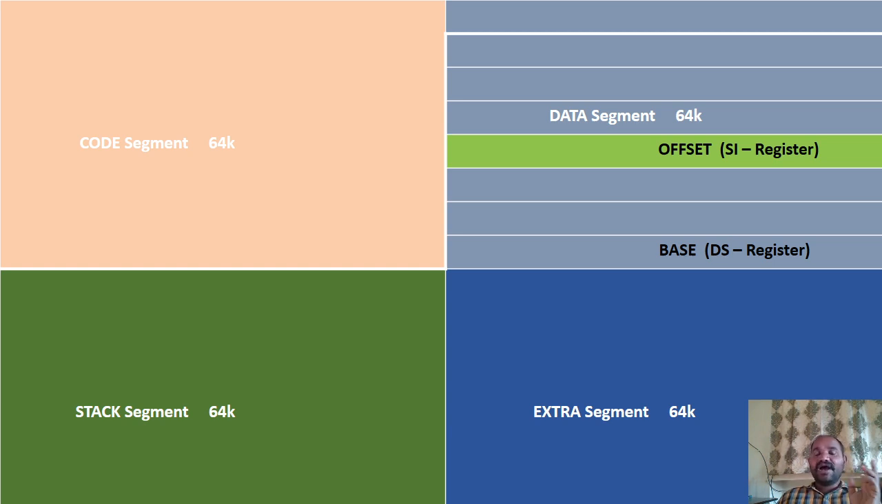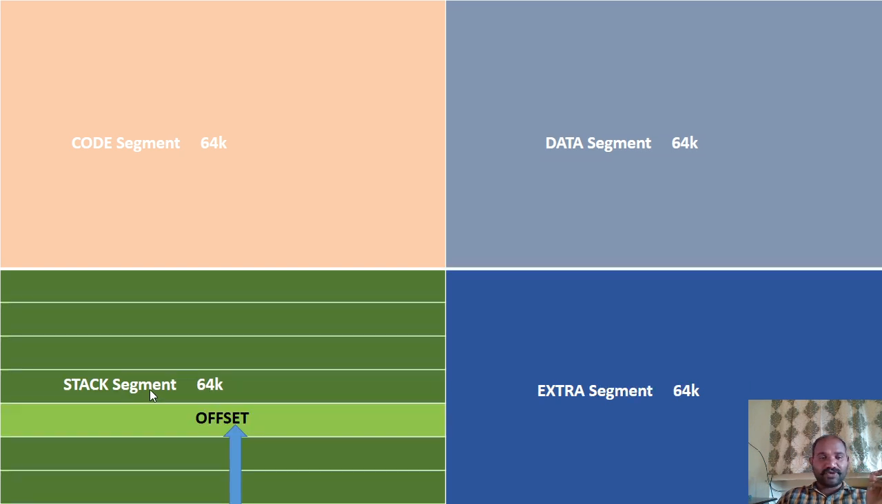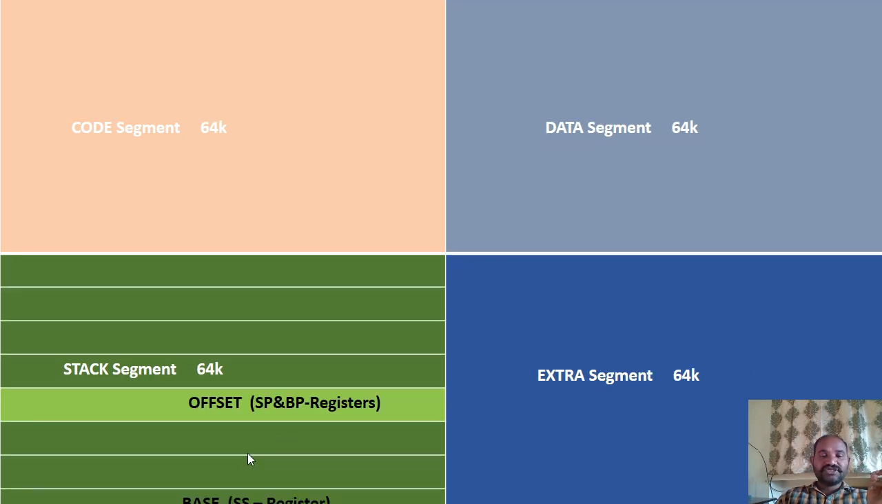And at the same time, the offset address for the code segment is available in the instruction pointer register. The offset address for the data segment is available in the source index register. The offset address for the stack segment is available in the stack pointer register or the base pointer. So two registers are used to hold the offset address for the stack segment. One is the stack pointer, another one is the base pointer.